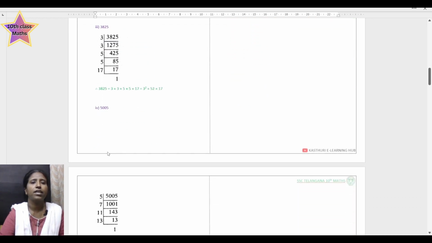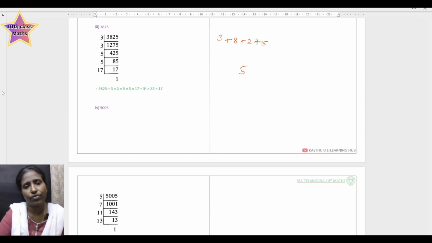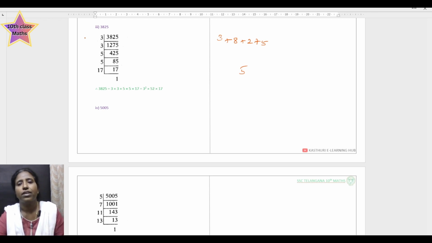That is 3825. If you see 3825, what is the last digit? Last digit is 5. Okay, so it is not divisible by 2. So we will go with 3. Let's add 3 plus 8 plus 2 plus 5. 3 plus 8, 11. 11 plus 2, 13. 13 plus 5, 18. Is 18 divisible by 3? Yes. So we can divide this by 3. So when we divide 3825 by 3, we get 1275.